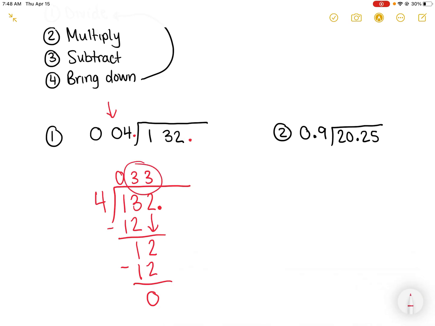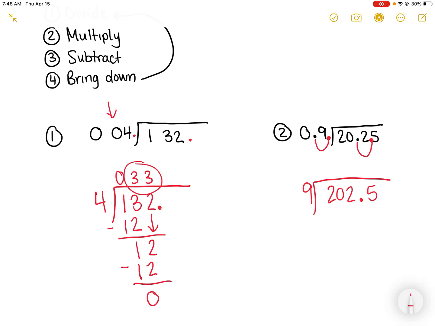Let's try a second example. For this one, I'm going to get rid of my decimal on the outside, so I'm going to move it over once. That means whatever I do to the outside, I have to do to the inside, so I'll also move this one over one time. So my new problem would be 202 and 5/10 divided by 9.